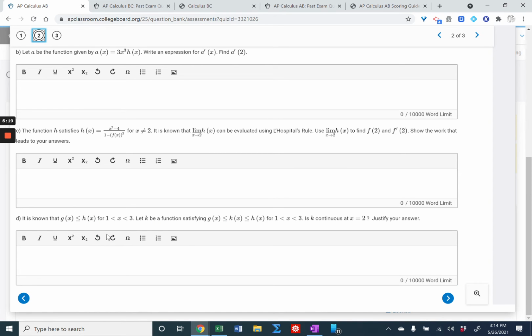It is known that g of x is less than or equal to h of x for x between 1 and 3. Let k be a function satisfying g of x less than or equal to k of x less than or equal to h of x for x between 1 and 3. Is k continuous at x equals 2? For k to be continuous, we have two ways of showing that. It's either that k is differentiable, they didn't tell us that, or the limit as x approaches 2 of k of x is equal to k of 2.